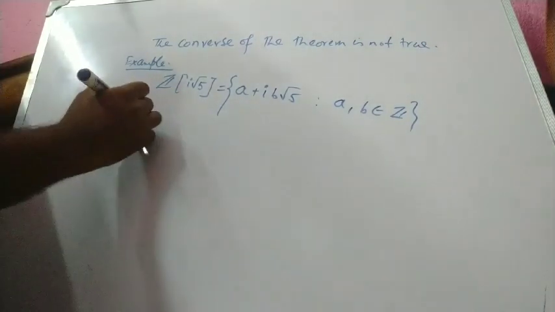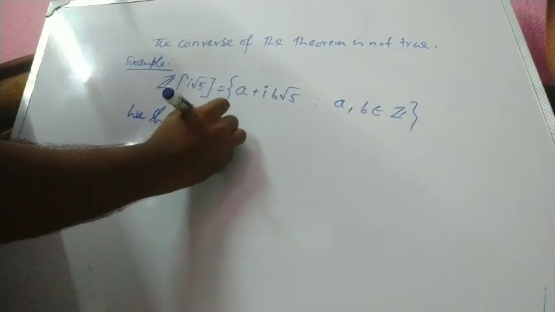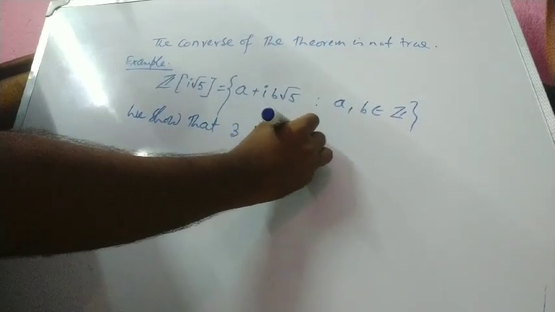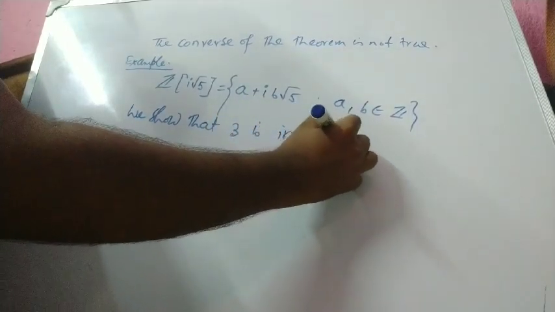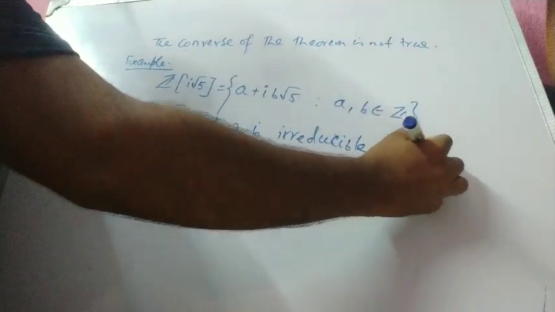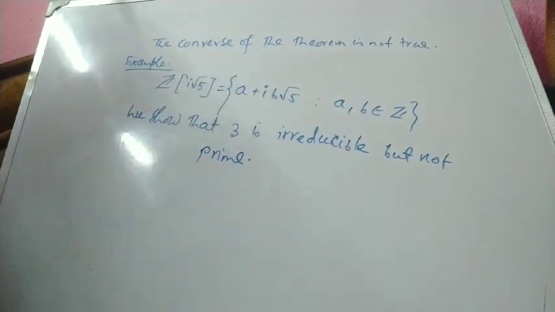In this example, we show that 3 is irreducible but not prime.